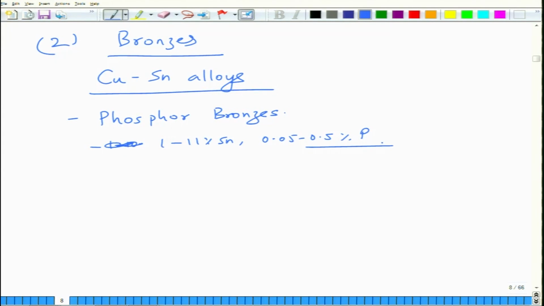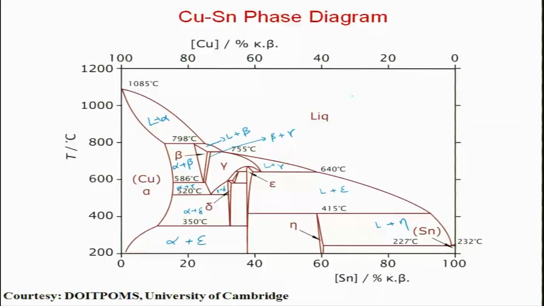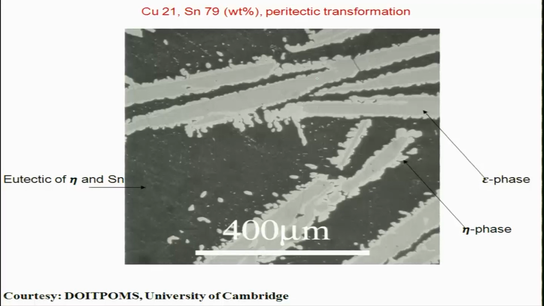So, if you look at some of the microstructures of bronze, this is for example copper 21 tin 79 weight percent, peritectic transformation. You have a microstructure which consists of a eutectic mixture of tin and eta phase, and the eta phase forms first, but this formation of the new phase prevents the formation of the old phase, that is epsilon phase. So, a lot of epsilon phase is retained.